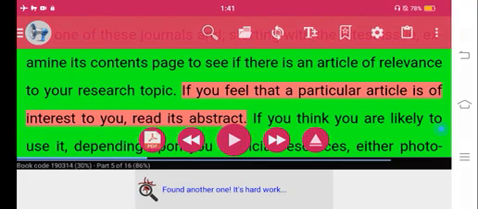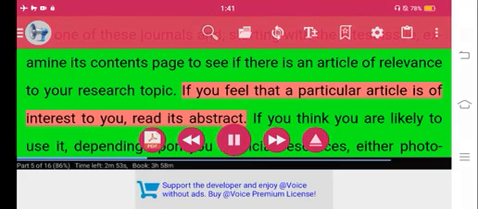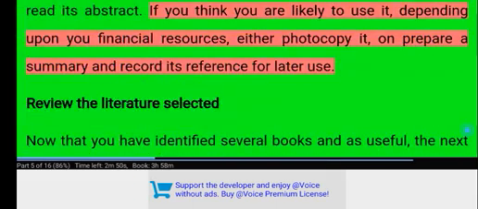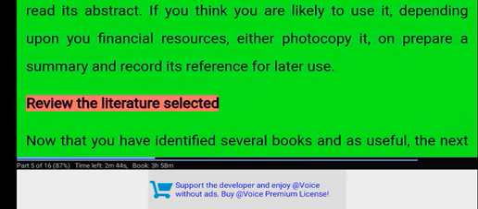If you feel that a particular article is of interest to you, read its abstract. If you think you are likely to use it, depending upon your financial resources, either photocopy it, prepare a summary and record its reference for later use.